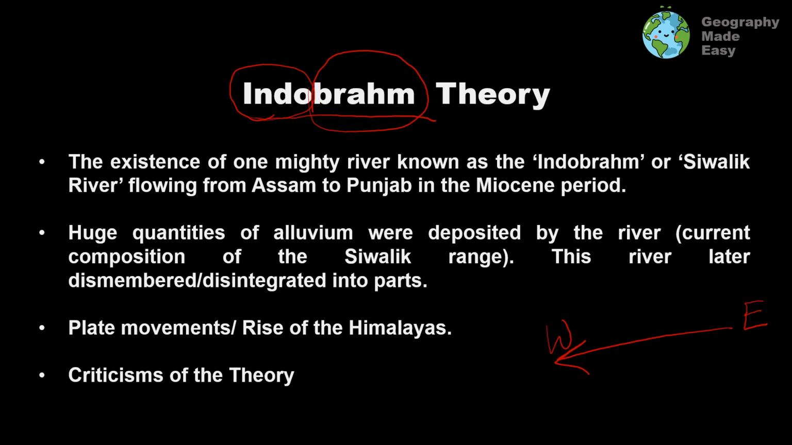Huge quantities of alluvium were being deposited by the Indo-Brahm River, which some scientists believe make up the Shivalik ranges. Later, because of plate movements and the rise of the Himalayas, this river got disintegrated into smaller parts. There was headward erosion. Headward erosion is the process by which a river does backward erosion. So if we have a river flowing in this way, the river tends to do backward erosion to flatten the surface. This is called headward erosion.